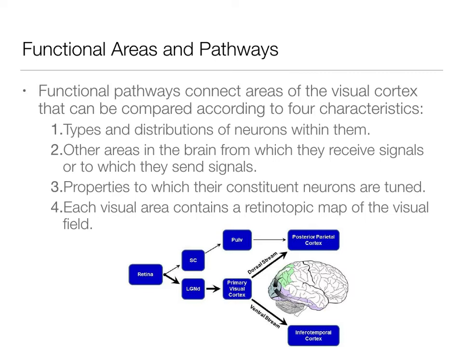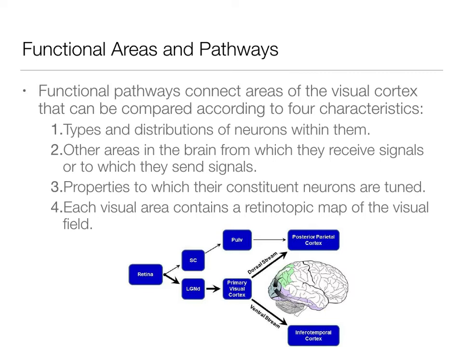The second characteristic is the other areas of the brain which they're getting signals from or sending signals to. Okay, so who are they connected to? What parts of the brain are they talking to? What parts of the brain are talking on this pathway? Where are the stepping stones, essentially?